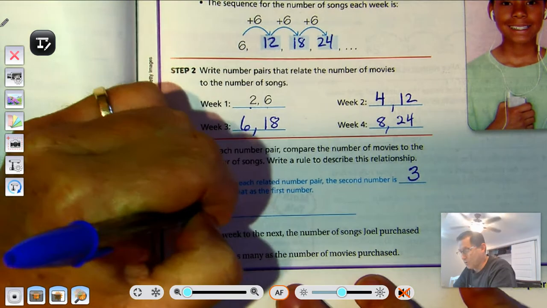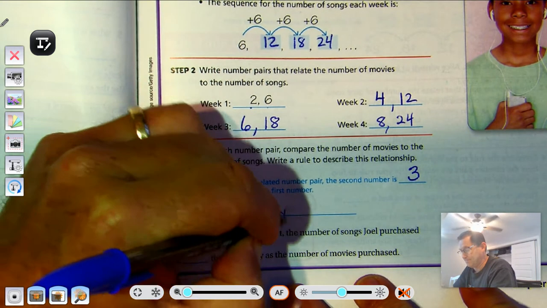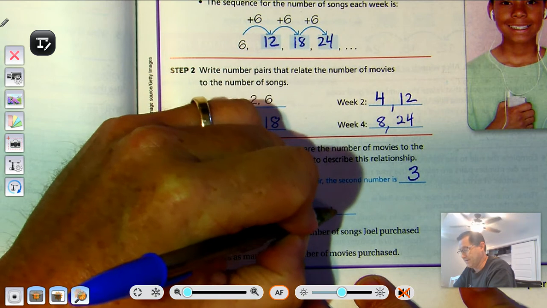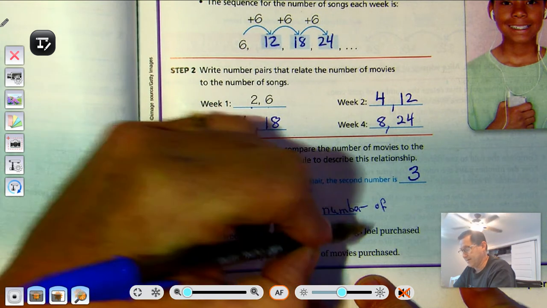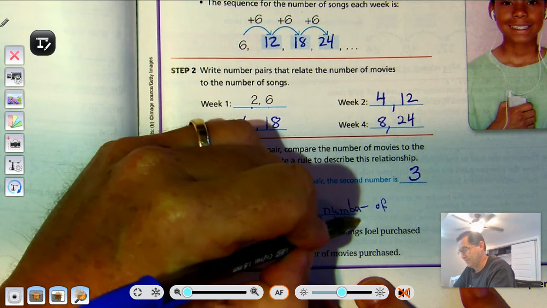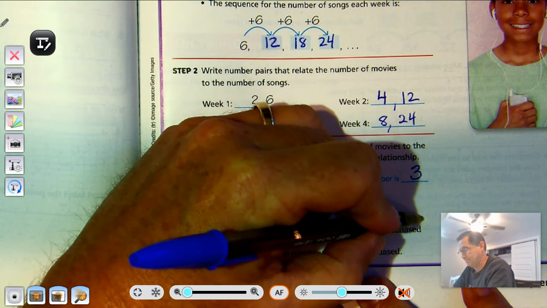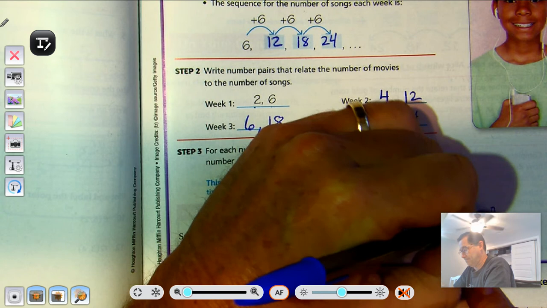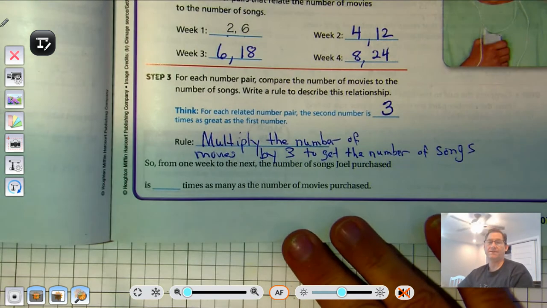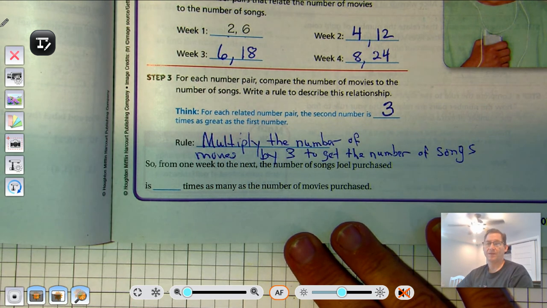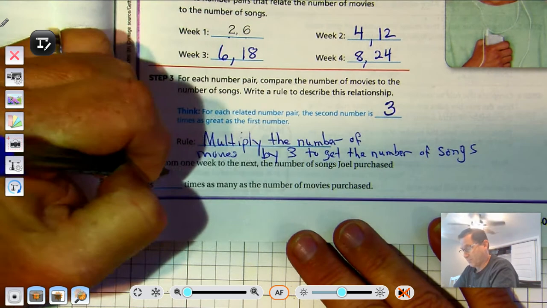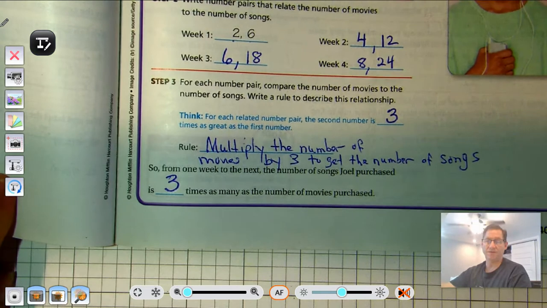So the rule: multiply the number of movies by 3 to get the number of songs. So multiply the number of movies by 3 to get the number of songs. So if I told you that he has purchased 10 movies now, how many songs has he purchased? Well, I know I could just multiply the 10 movies by 3. So he has 30 songs. So it's 3 times as many as the number of movies purchased. Okay.